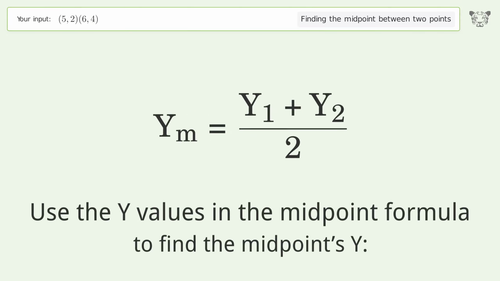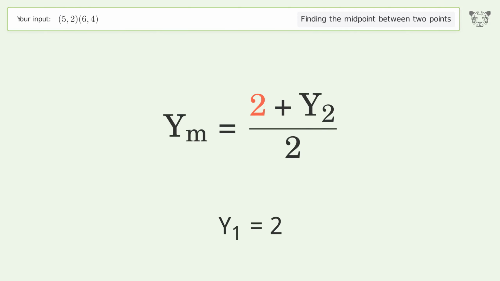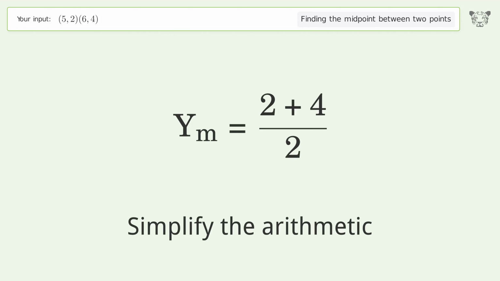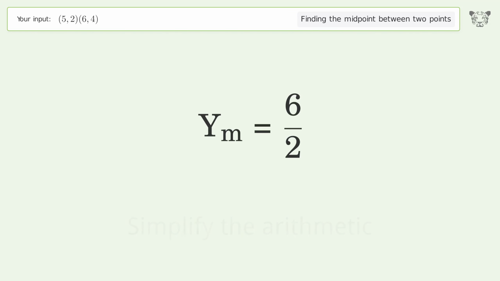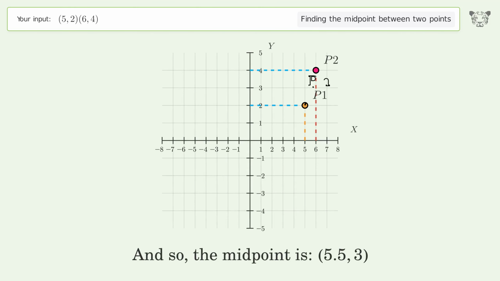Use the y values in the midpoint formula to find the midpoint's y. y1 equals 2. y2 equals 4. Simplify the arithmetic. And so, the midpoint is 5.53.